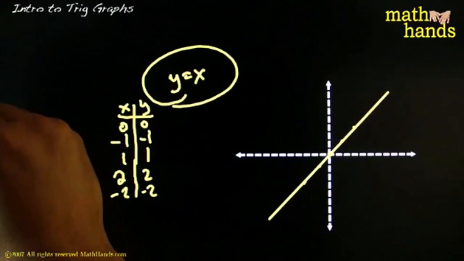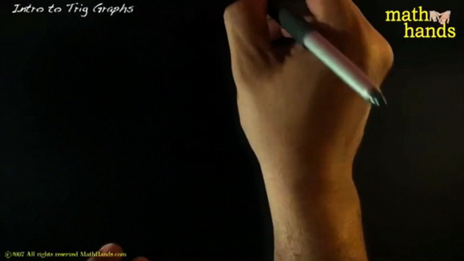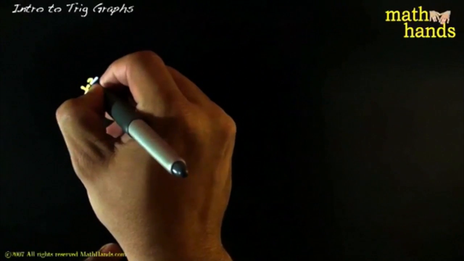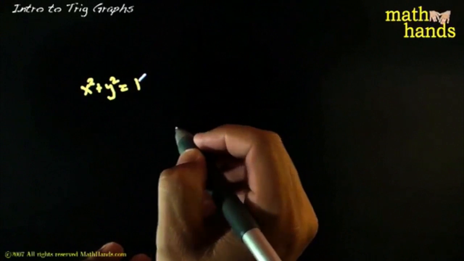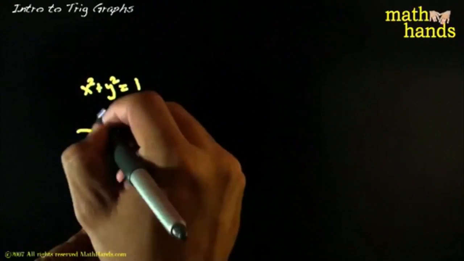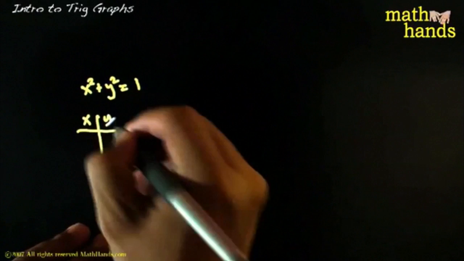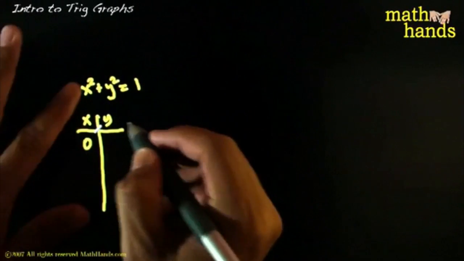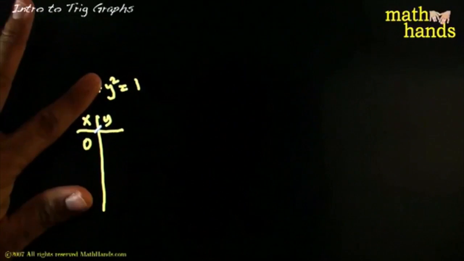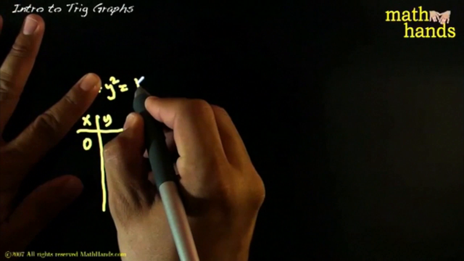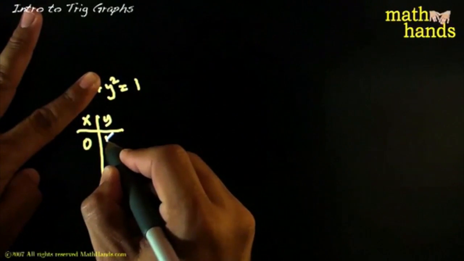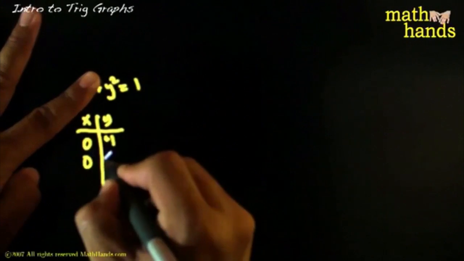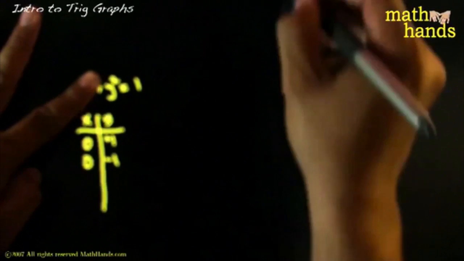Some other famous ones, the circle. I'll just plot a couple. x squared plus y squared is equal to 1. Super famous. If you've got nothing else going for you, you can always plot points. What happens if x is 0? If x is 0, that means this part is gone. y squared is equal to 1. That would mean that y equals plus or minus 1. So both of these points are on the graph.